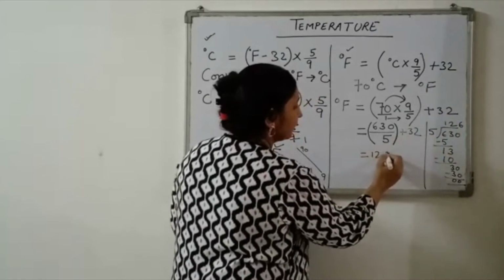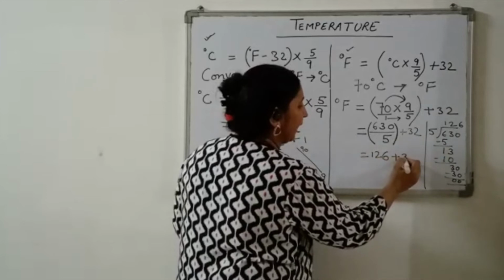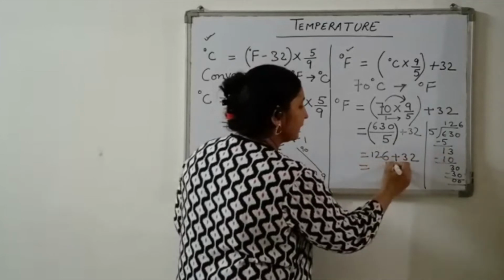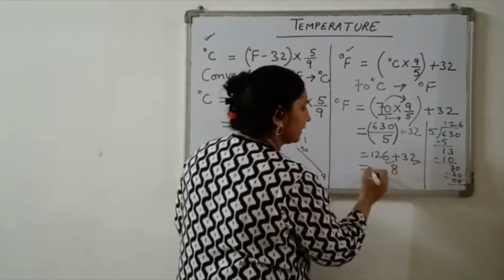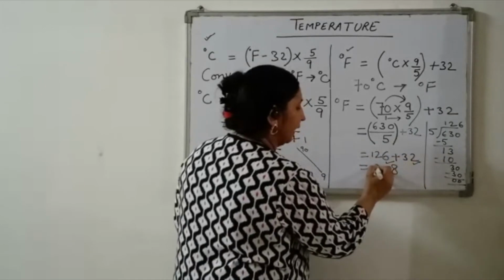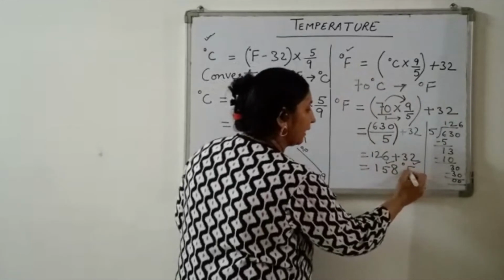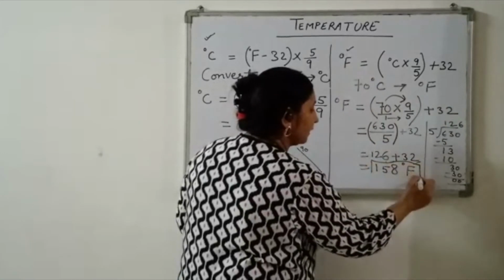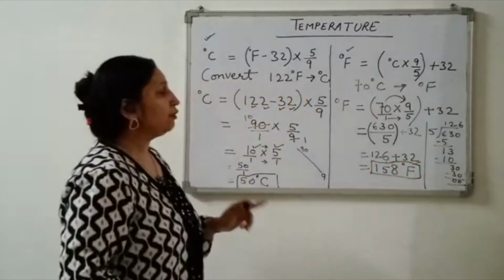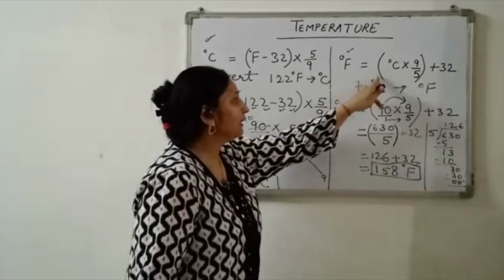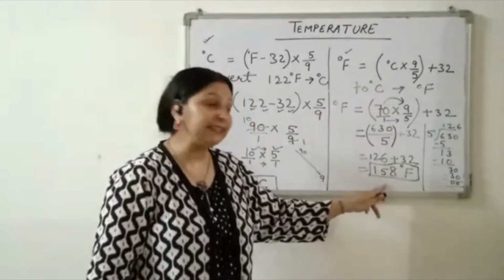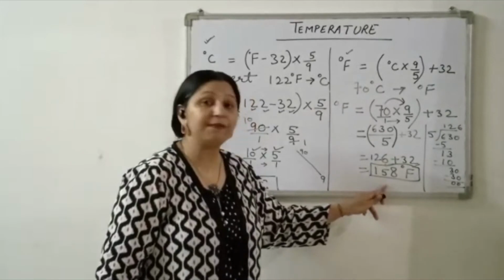So this 126 will be added to this 32, and this will become 6 plus 2 is 8, 2 plus 3 is 5, and 1 will be here. So this answer will be here in Fahrenheit. So you can see the answer is this. So when you have converted 70 degree centigrade into Fahrenheit, the value is 158.